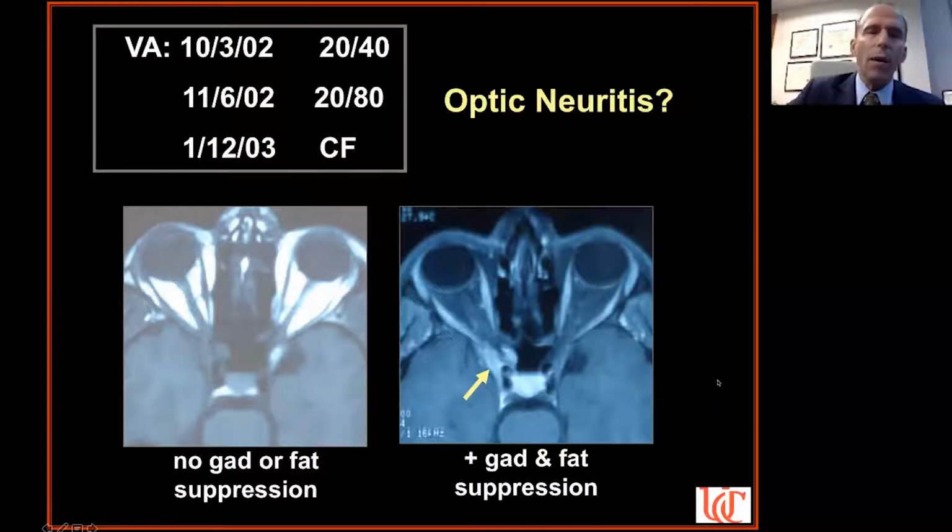So they thought, oh, must be optic neuritis, but he got worse. Clearly that led us to say, let's look at the scans. I think you can make a diagnosis over here, but you definitely want to give gadolinium and do fat suppression in the setting of unilateral optic neuropathy.